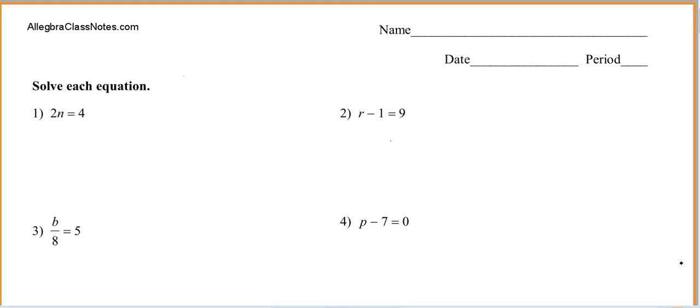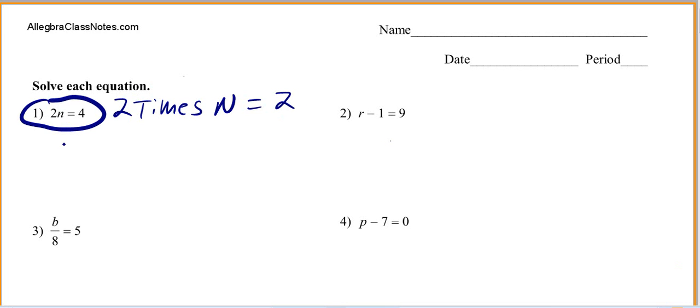Solving equations. We're going to look at some examples on how to solve some simple equations. We're going to start with number 1 right here. 2n is equal to 4. How you can read that is 2 times some unknown number n is equal to 4.